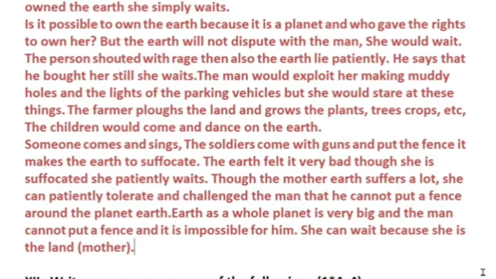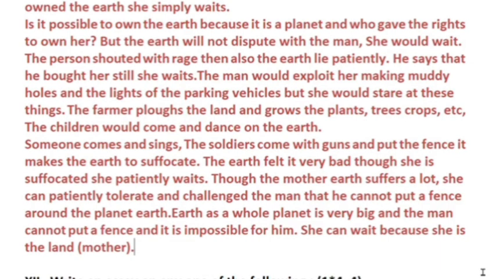He says that he waters till she waits. The man would exploit her, making muddy holes and the lights of the parking vehicles, but she would stare at these things. The farmer plows the land and grows the plants, trees, crops, etc. The children would come and dance on the earth.